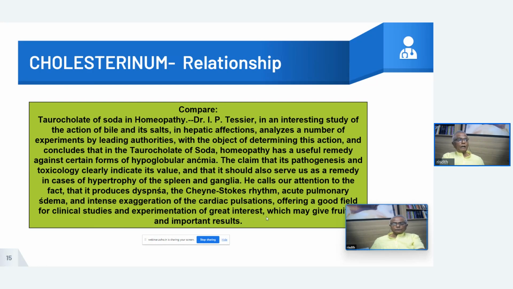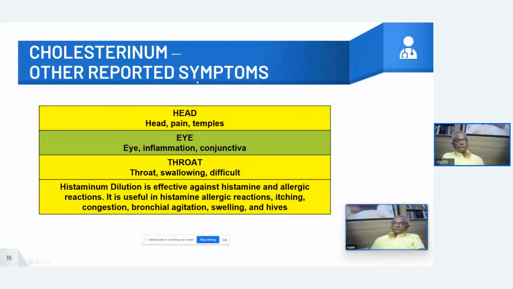So now I am coming to some of the reported symptoms: pain in the temple region, eye inflammations, conjunctiva, throat, swallowing difficult. Histamine dilution is effective against histamine and allergic reactions. It is useful in histaminic and allergic reactions, itching, congestion, bronchial agitation, swellings, and of the eyes.